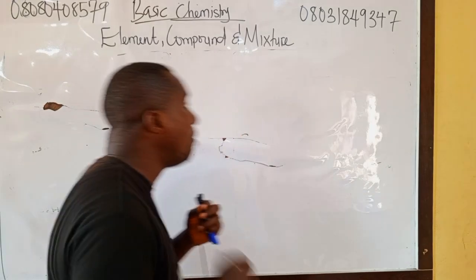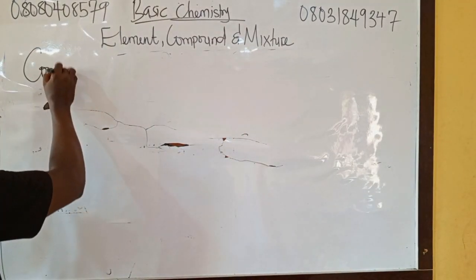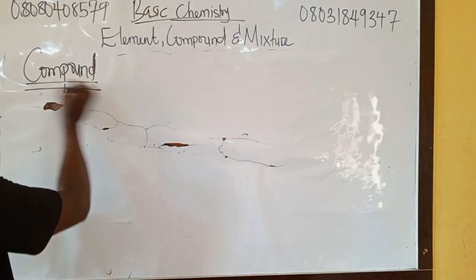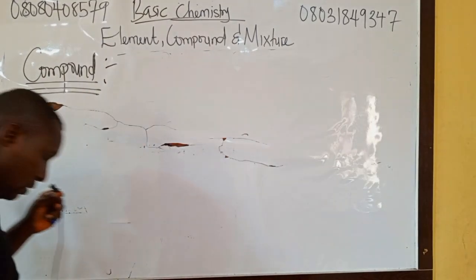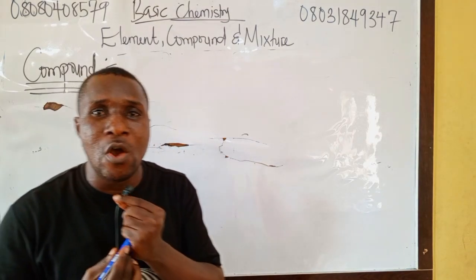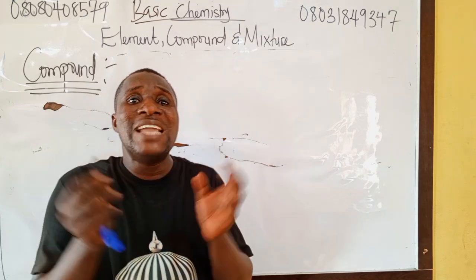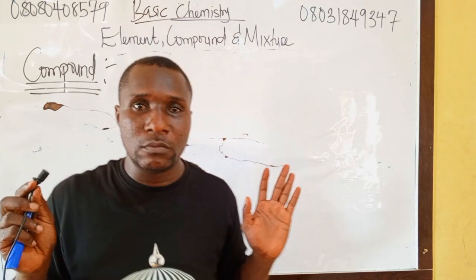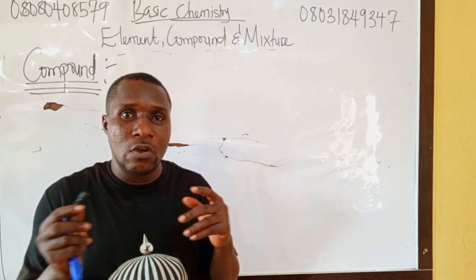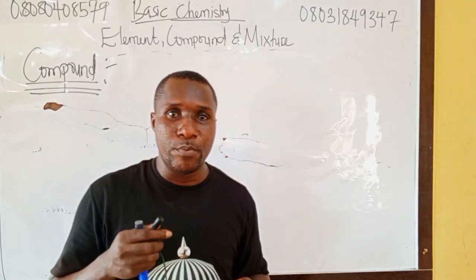Let's move. What is a compound? A compound is just the combination of 2 or more elements which are combined in a fixed proportion. Simple definition: a combination of 2 or more elements in a fixed proportion.